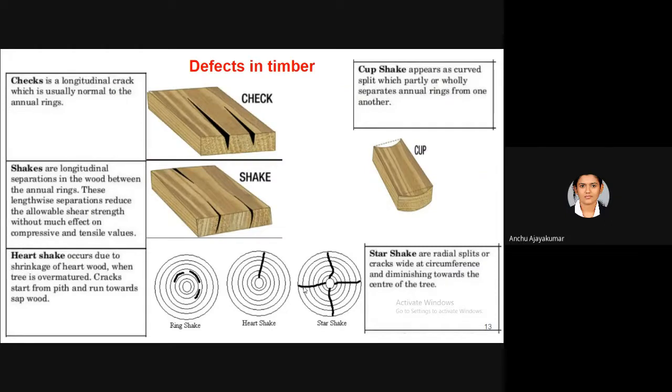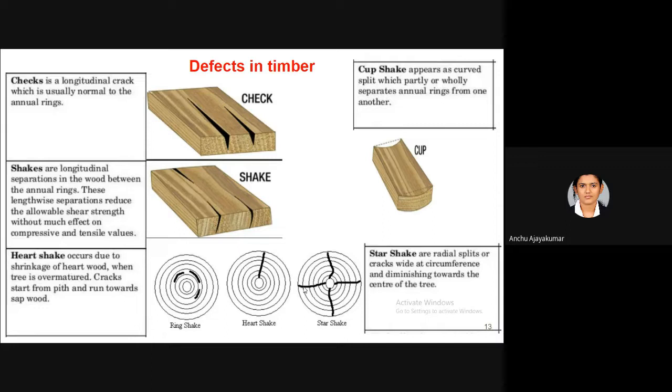Next, we have three categories of damages in timber. First one is defect, second one is disease, and third one is decay. First I am speaking about the most important defects in timber. Defects in timber. First one is checks.